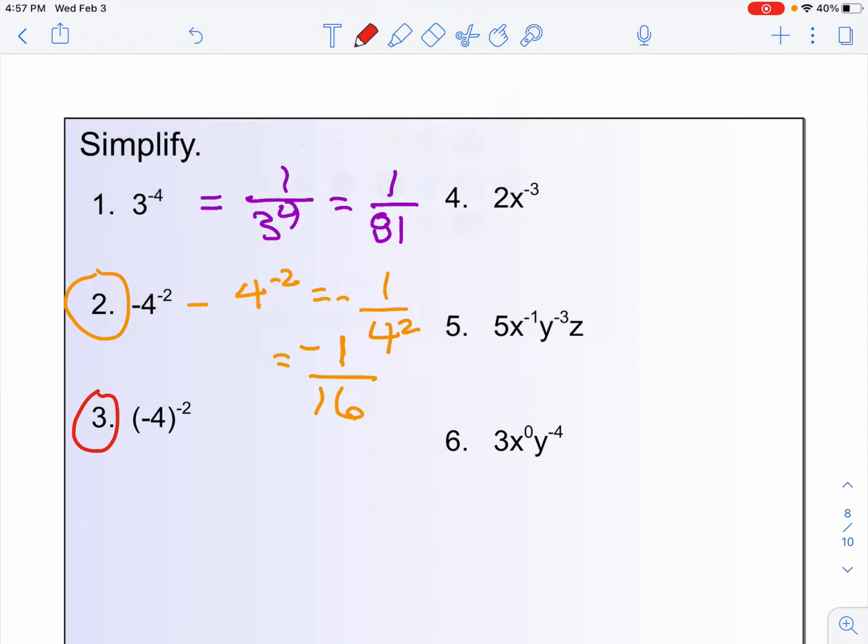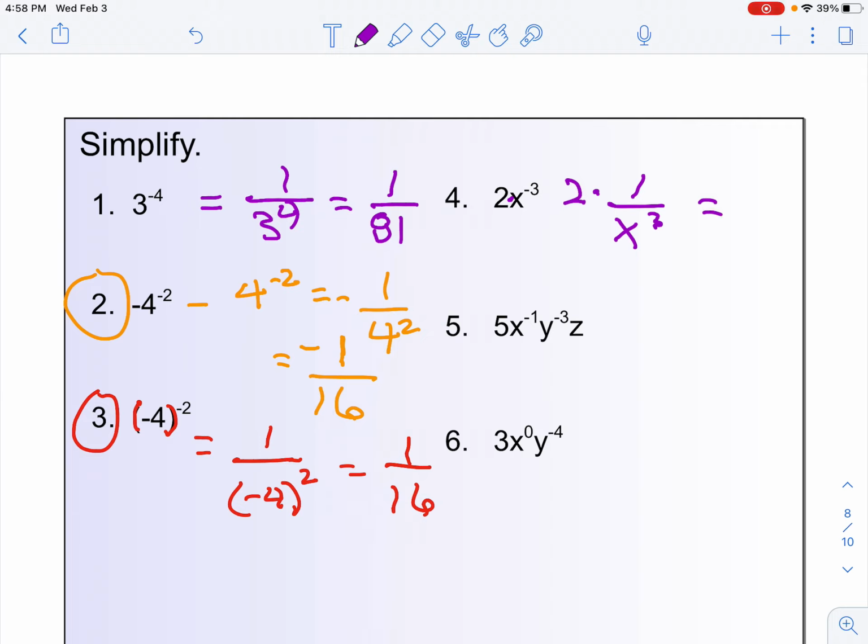Now, if you compare that to the one below it, here you are taking this whole expression to the negative 2 power, so this is going to become 1 over negative 4 to the positive 2. And that's going to become 1 over negative 4 times negative 4, which is positive 16. And now we combine variables and letters, but remember this just means multiply in between. So this is 2 times 1 over x to the third. So now we just multiply those together and that becomes 2 over x to the third.